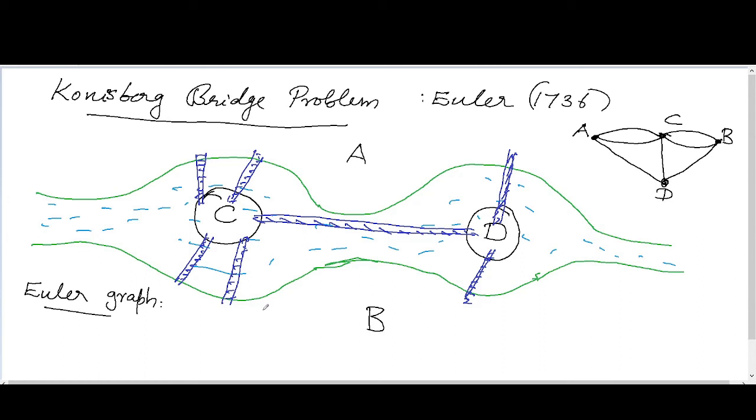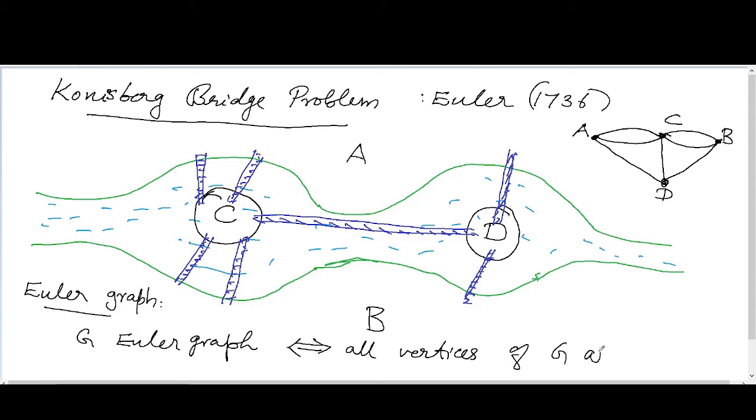Now, there is a famous theorem. That theorem says a given connected graph G is an Euler graph if and only if all vertices of G are of even degree.